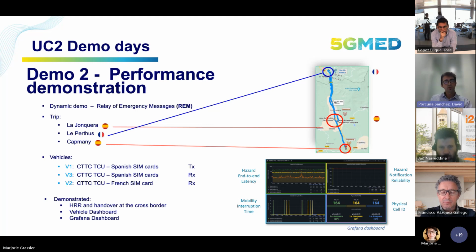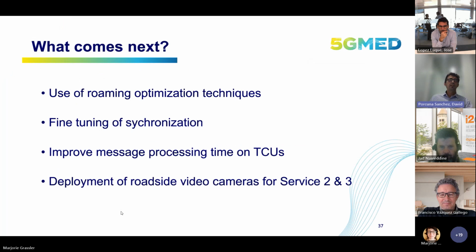In the lower left corner, we can see the Grafana dashboard we used to collect all those measurements. We can see the main KPI. Okay, you can see here some peaks indicating some interruption times that we have to deal with. And we also see the physical cell ID that shows in real time the cell the vehicles are connected to, which helps us to situate and locate those vehicles. So next slide.